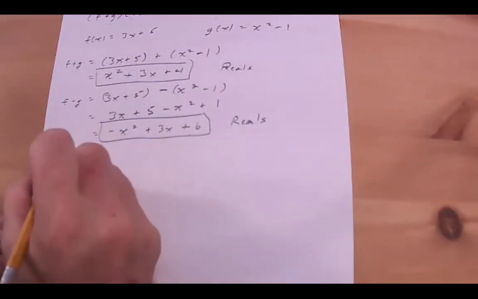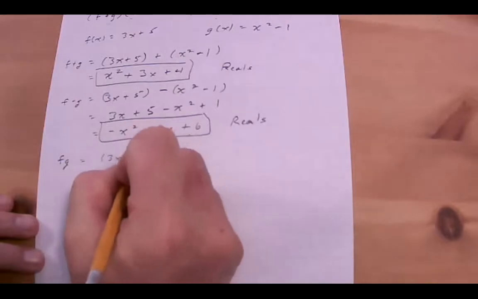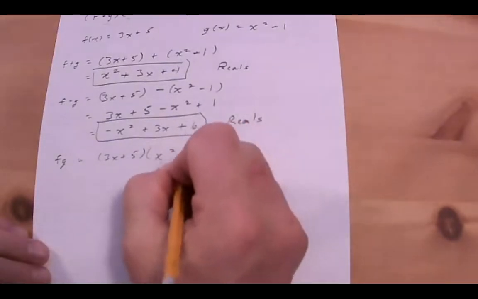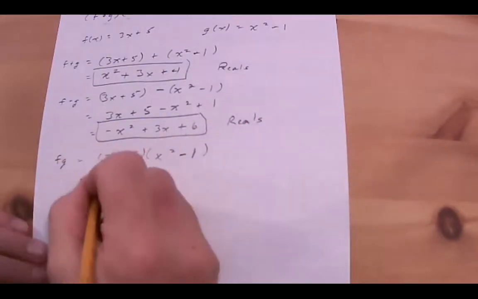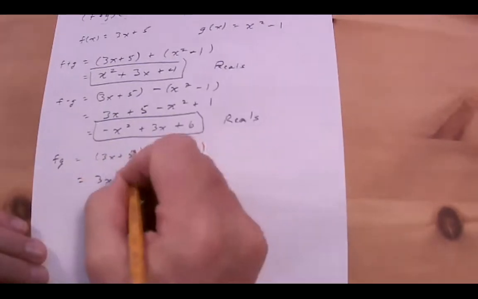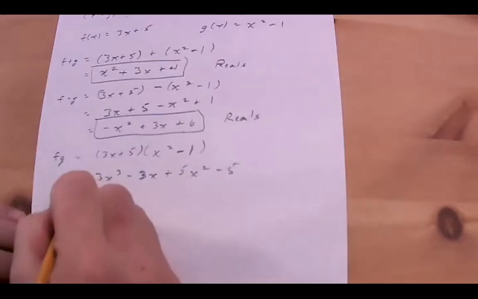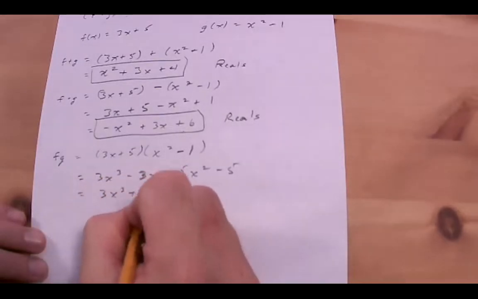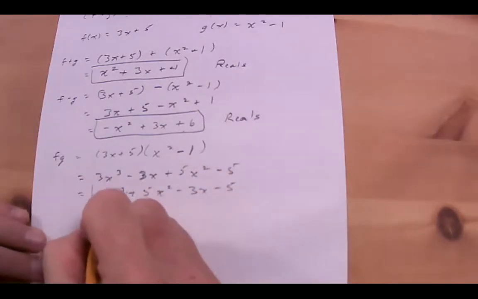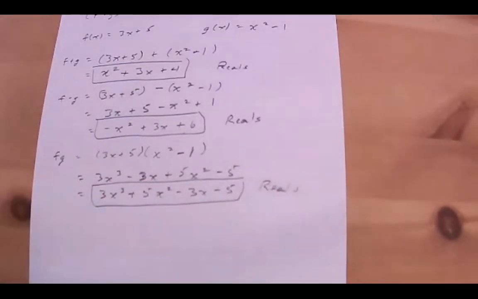The next one, f times g, is going to be 3x plus 5 times x squared minus 1. Operating FOIL on this: first, I get 3x cubed, outer minus 3x, inner plus 5x squared, last minus 5. Rearranging that in descending order, I get this, and that'll be my answer. And the domain, once again, would be the reals.